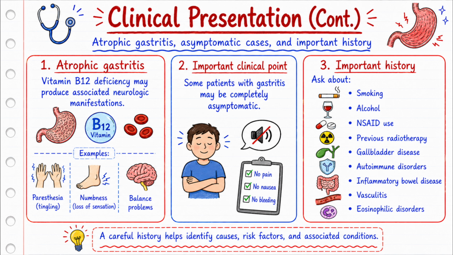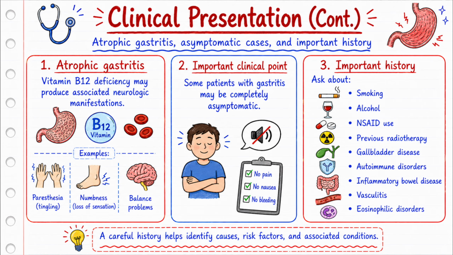Because of this, taking a careful history is very important. We should ask about smoking, alcohol consumption, NSAID use, previous radiotherapy, gallbladder disease, autoimmune disorders, inflammatory bowel disease, vasculitis, and other associated conditions. A good history can often provide important clues to the underlying cause.